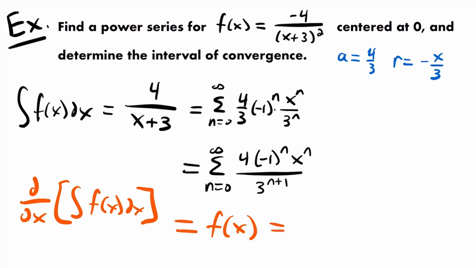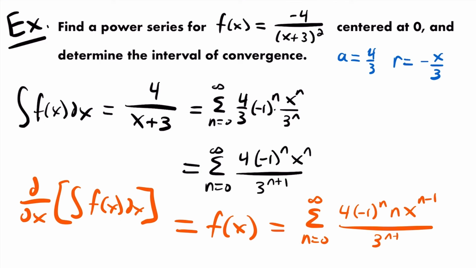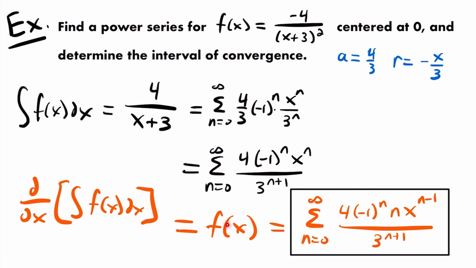And so we can use the power rule for derivatives and multiply the exponent of x down and subtract 1 from that exponent. So the derivative of this power series that will represent this function will be the sum from n equals 0 to infinity of 4 times negative 1 to the power of n times n times x to the power of n minus 1 divided by 3 to the power of n plus 1. All right, so we multiplied that n down to have n times x to the power of n minus 1. We subtract 1 from that exponent. Okay, and so this right here, this power series represents our function f of x, or negative 4 divided by x plus 3 quantity squared.